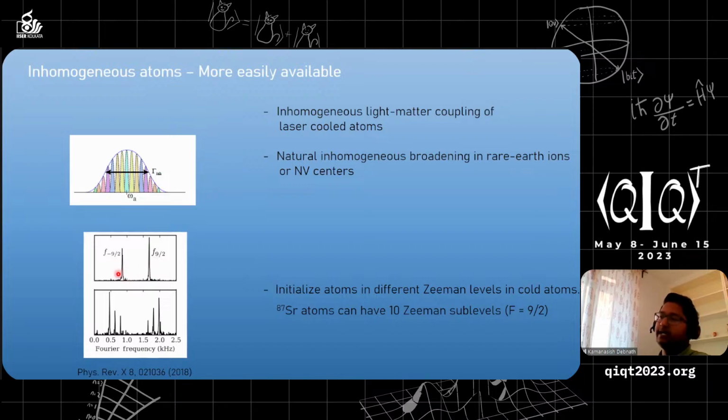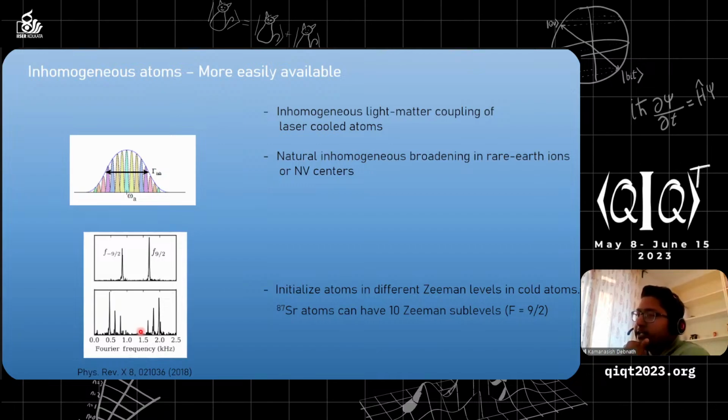So you are basically creating two different ensembles of atoms, which among themselves are very identical, or rather completely identical. And here they have actually initialized in all the 10 levels. So the peaks are different heights because the probability of decay is different due to the Clebsch-Gordan coefficient. So these are weighted according to that.